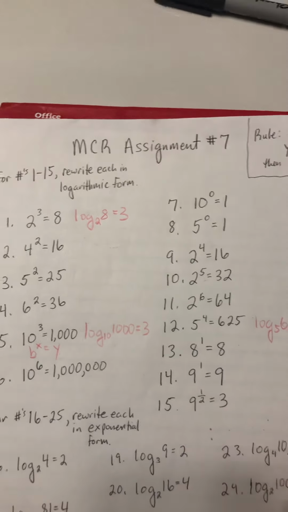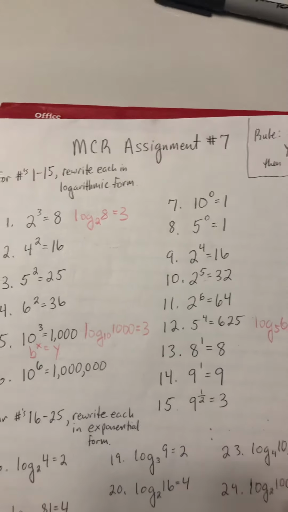Let's take a look at 16. Now here we want to rewrite each in exponential form. So log base 2 of 4 equals 2. So this is like saying log base b of y equals x. So b is the 2, y is the 4, and the x is the 2. So according to that rule, I'm going to take that b, x, and y, plug them in here, and rewrite it like this. So 2 is the b, so that's 2 to the x, so the x is 2, equals 4, and that's the answer.